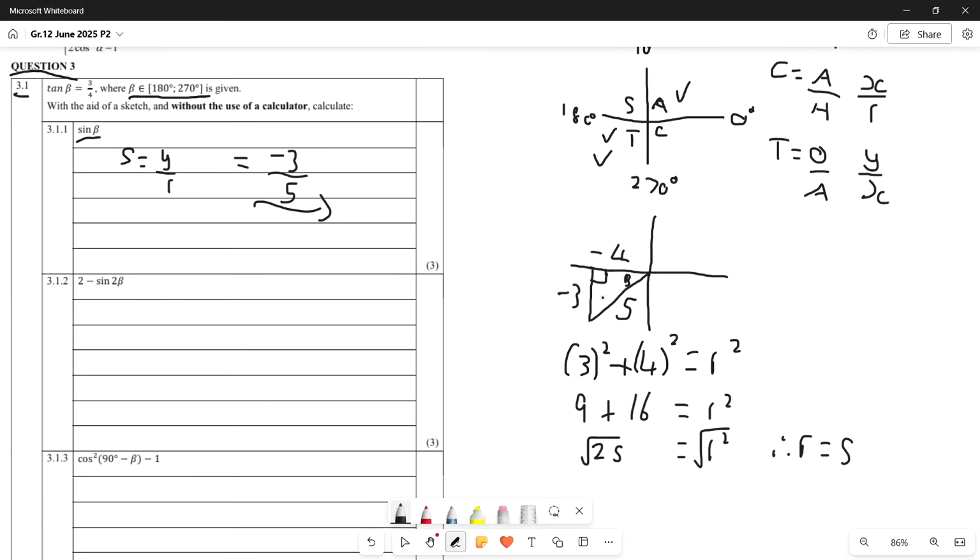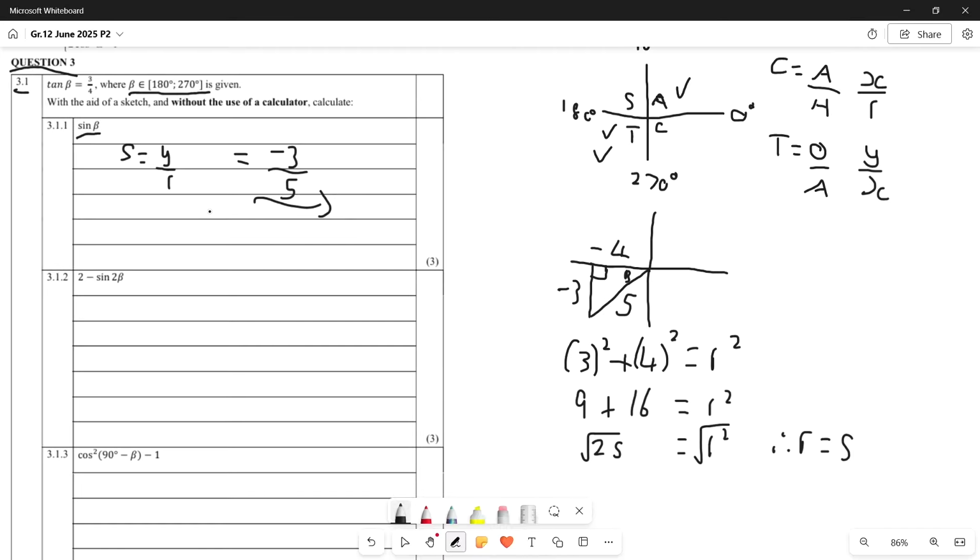So we have our construction, we have what we're dealing with there. So that was 3.1. We just earned 3 marks there: 2 marks for the construction, 1 mark for just plugging it in correctly.